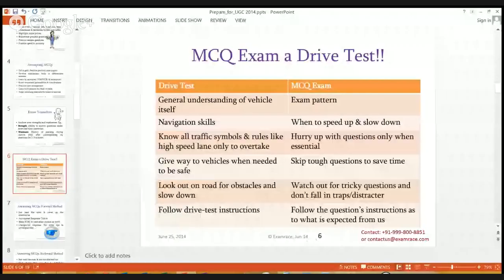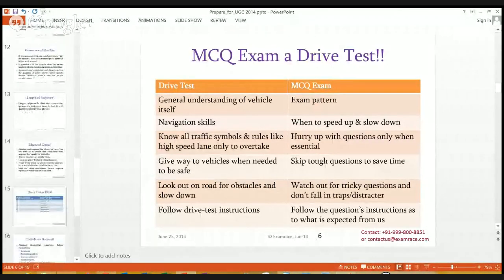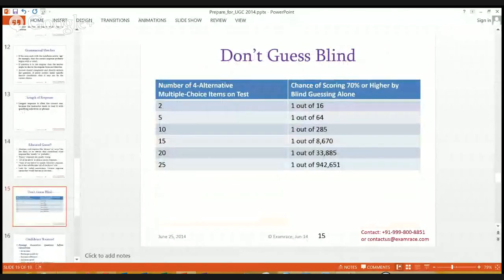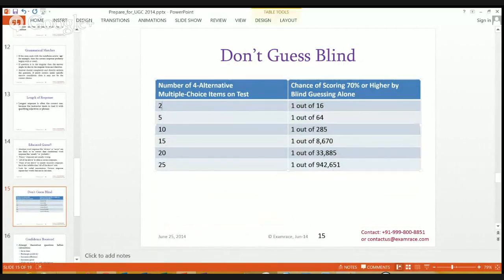It's very important. A lot of students try to do a blind guess, so avoid doing a blind guess. I'll give you a simple example and a table that demonstrates the effect of guessing blind. If there are two questions which have 4 choices each and you are doing a blind guess, what is likely to be the result? In 2 questions, there is only a 1 out of 16 chance that the answers you have marked would be correct.